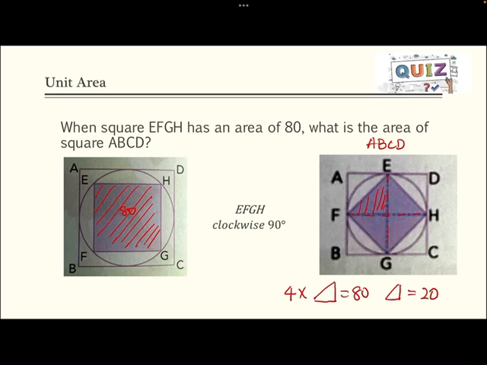Then let's count how many of these units are inside the whole area ABCD. We can find out it's actually 8. Yeah, it's 1, 2, 3, 4, right? Up to 8. So every single one is 20, and we've got 8 of them, so 20 times 8 equals 160. This is another example.